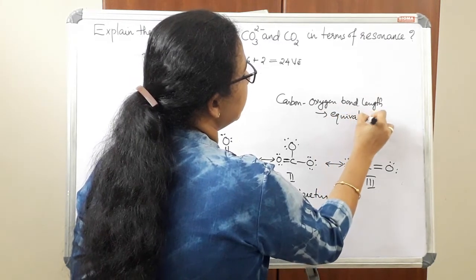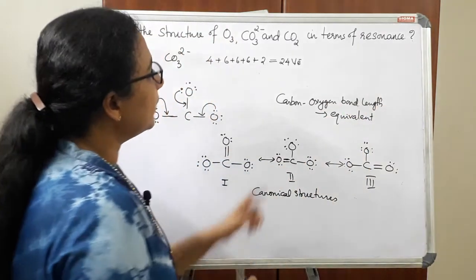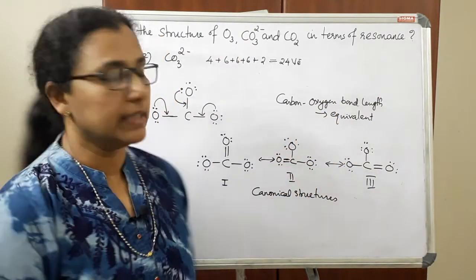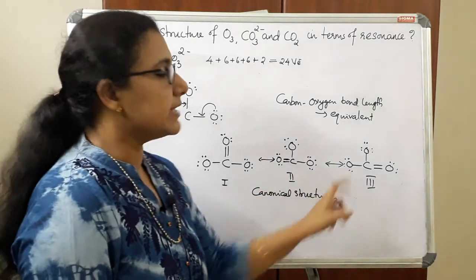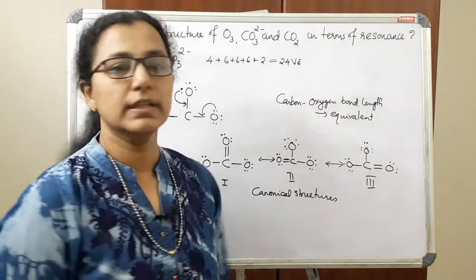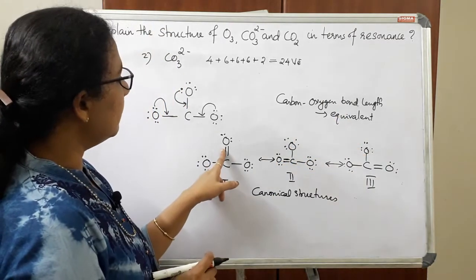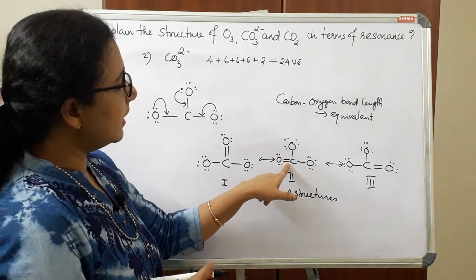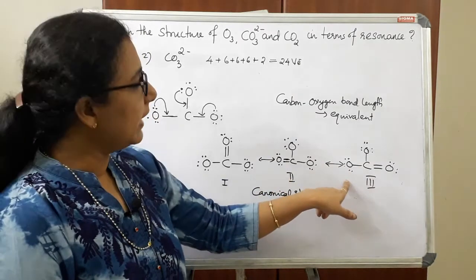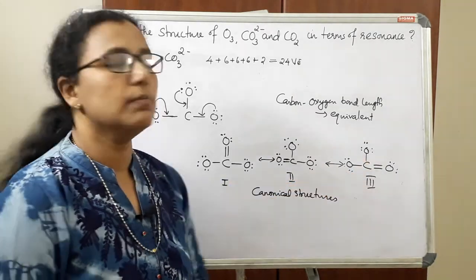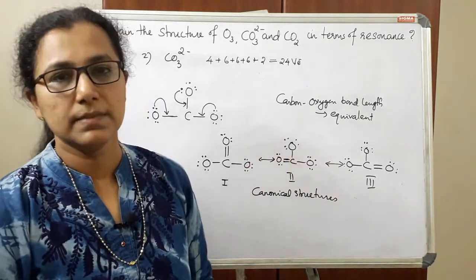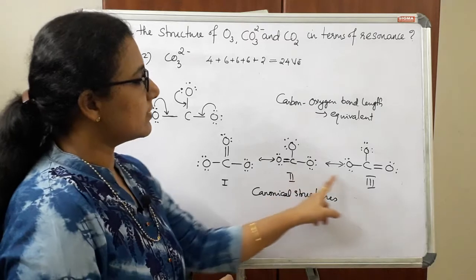So it is experimentally determined. If the carbon-oxygen bond lengths are equivalent, we can say that there is a chance of resonance. If there is no resonance, we cannot explain why the carbon-oxygen bond lengths are the same. In some cases there is a double bond here, in some other case there is a double bond here, in this case there is a double bond, and the other 2 are single bonds. But actually all the carbon-oxygen bond lengths are equivalent. So that observation can be explained on the basis of these resonance structures.